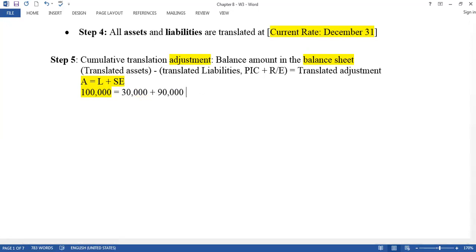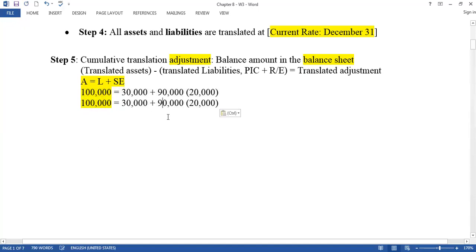Then we have to deduct $10,000 or $20,000 from here. Another example, if assets and liabilities are not equal, like this, $60,000, then we are going to add another $10,000 here.